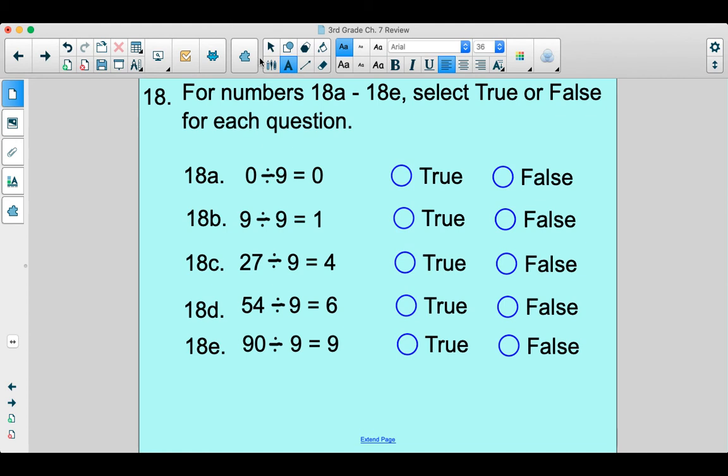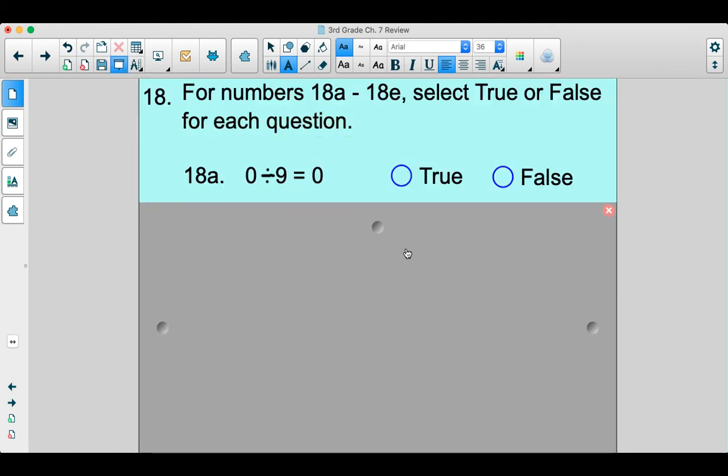Number 18. Oh, we've got another one that needs a cover. There's too much going on for my eyes here. All right. You can always cover yours too if it's too much for your eyes to look at as well. All right. 0 things divided by 9 equals 0. Okay, so if you start with 0 and divide it by something, do you end up with 0 at the end? Well, the answer to that has to be yes, because you're not going to have anything if you start with nothing. So, true.